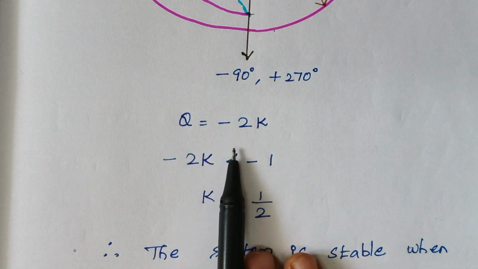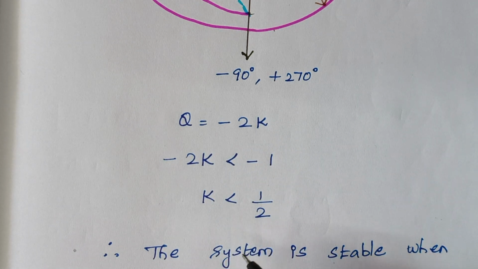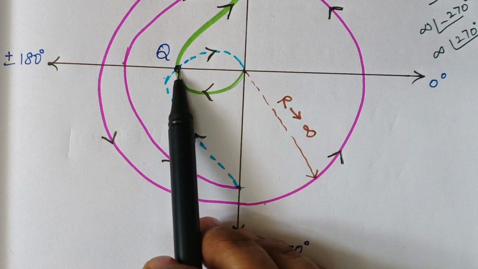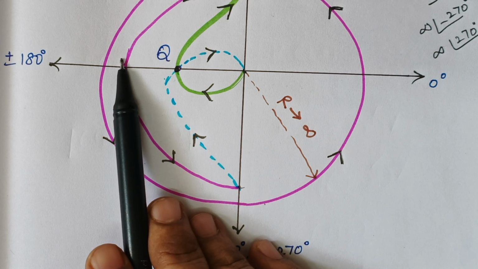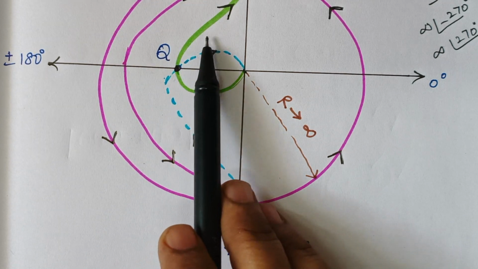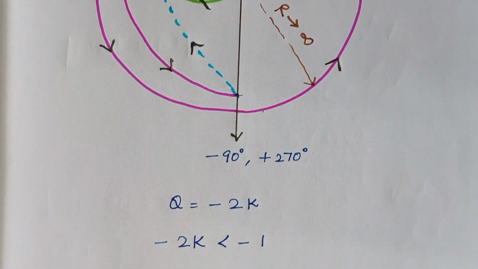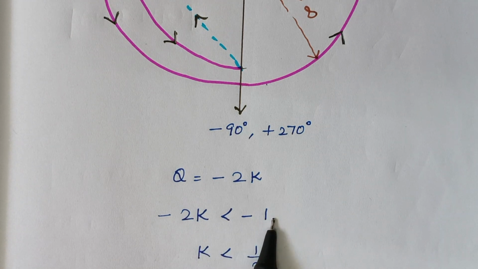Now you see, q is equal to minus 2k, right? And what is the value of this minus 2k? The point minus 1 should always lie outside, right? So the value of q should be less than minus 1, right? Both mean the same here. So that is the reason I am equating that minus 2k should be less than minus 1.